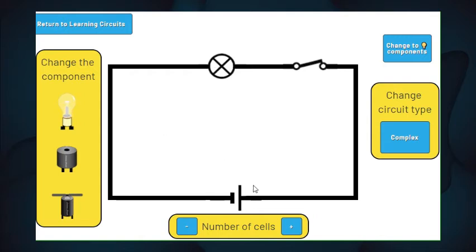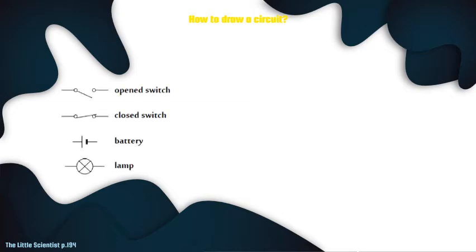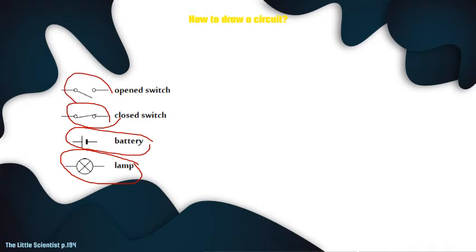Okay. What are these symbols for? Let's see. Scientists and engineers draw diagrams of circuits. So instead of drawing a battery, a wire, devices, they use symbols. As you can see right here, here is the symbol. Here is how to draw a battery. We draw a lamp this way. This is a closed switch, and right here an open switch.